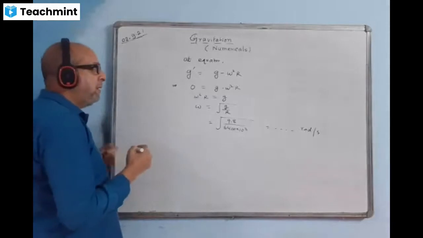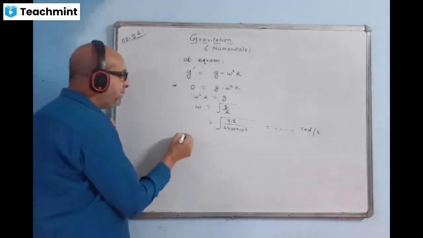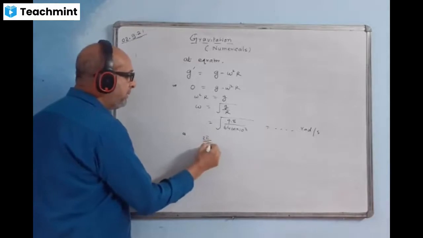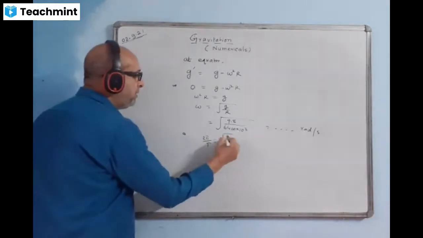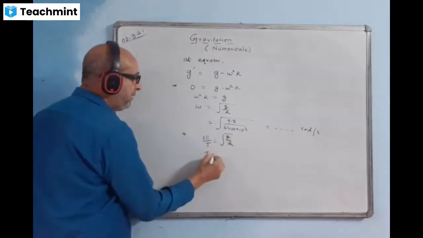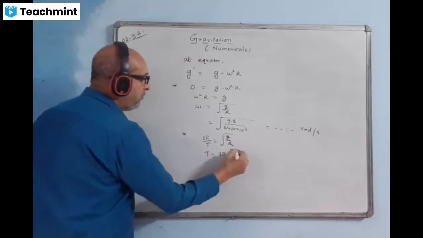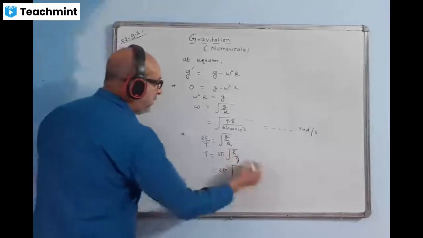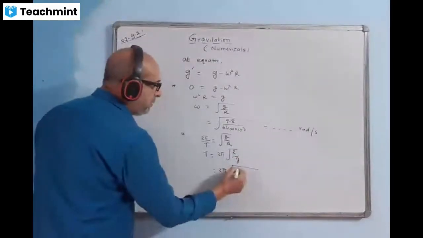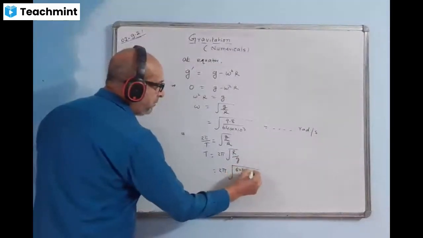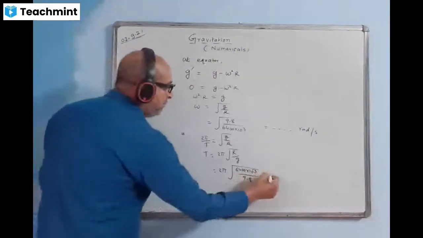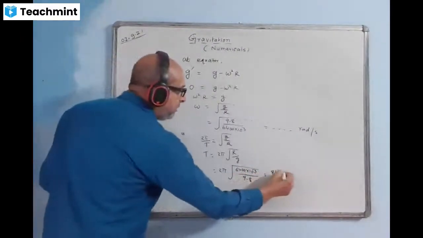Radian per second. Now, after finding omega, you can find the time period. Omega is 2 pi by T, which is equal to root of G by R. Therefore, the time period will be 2 pi square root of R by G. Now here also you put the values. R is 6400 into 10 to the power 3, and G is 9.8. I'm sure your answer will come to 84.6 minutes.